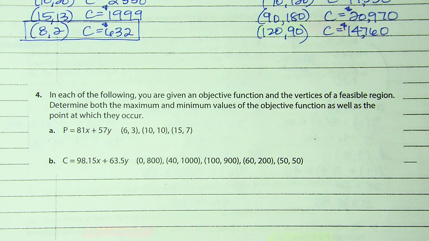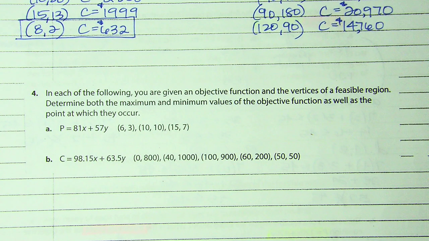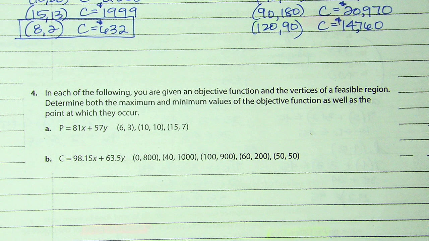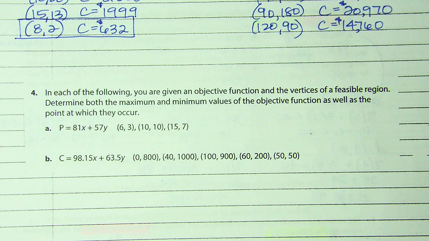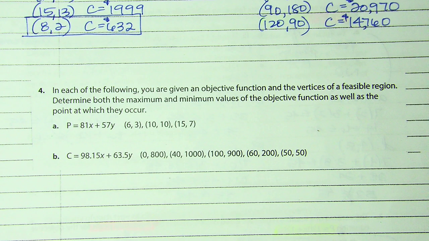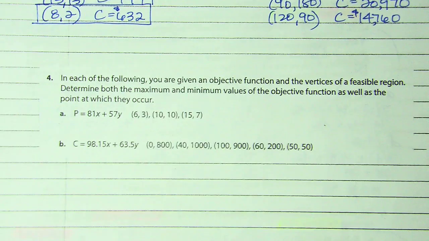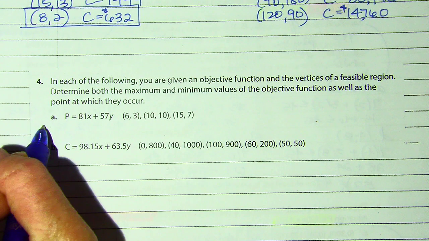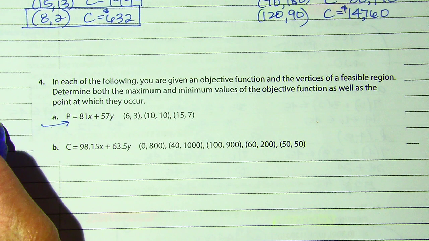All right, so the following says to determine both the maximum and minimum values of the function as well as the point at which they occur. So when I see profit, I'm looking for my maximum.